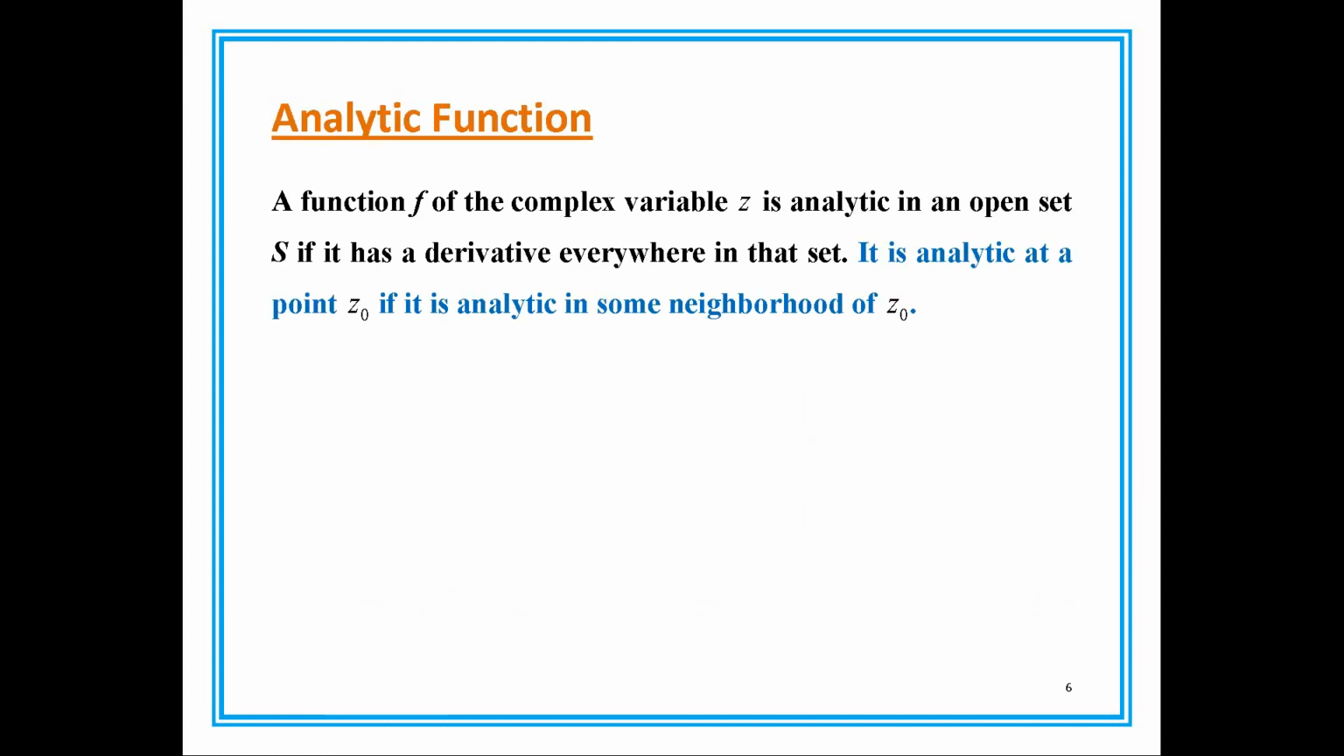Okay, now we are in a position to define an analytic function. A function f of complex variable z, so you can say complex valued function f, is analytic in an open set, say S, if it has a derivative everywhere in that set. That means it is analytic at a point z0 if it is analytic in some neighborhood of z0.